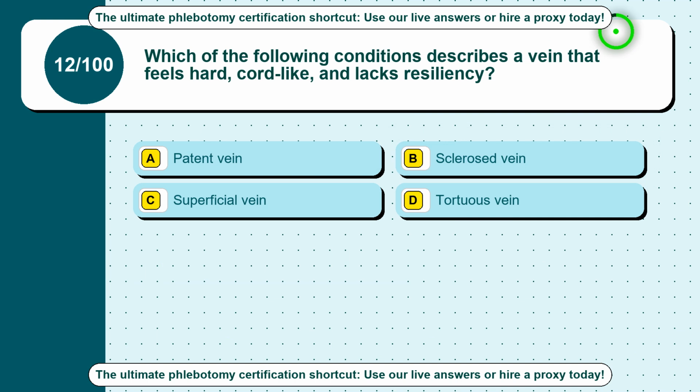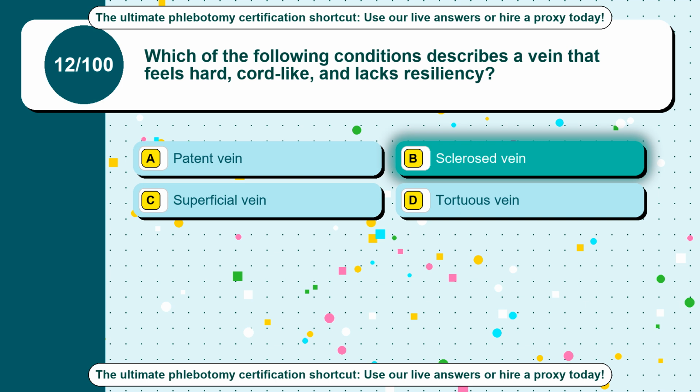Question 12. Which of the following conditions describes a vein that feels hard, cord-like, and lacks resiliency? Option A, patent vein. Option B, sclerosed vein. Option C, superficial vein. Option D, tortuous vein. The correct answer is option B, sclerosed vein.